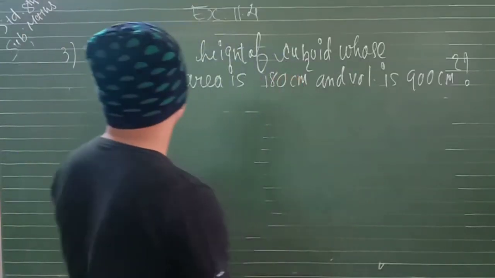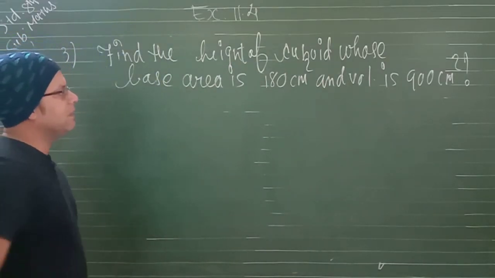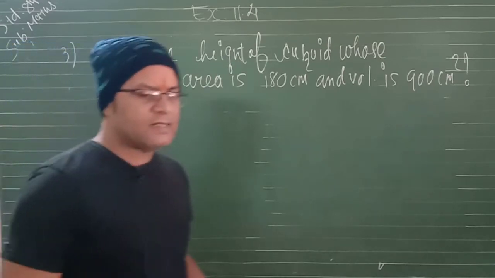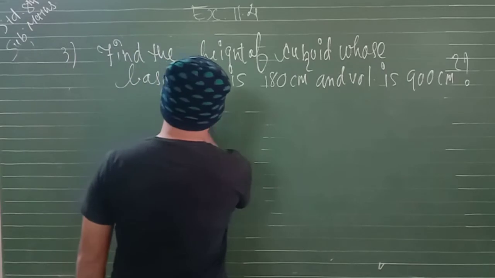And now exercise 11.4. Look at the sum. You have to find your height of a cuboid whose base area is 180 centimeter square. Volume is already given, base area.